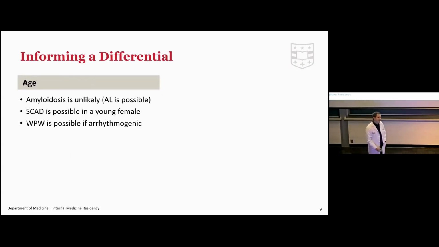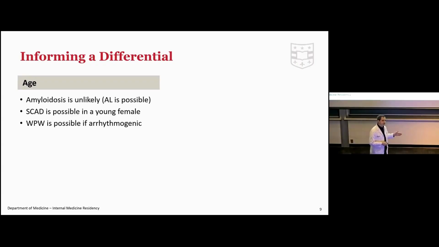So when I start to form my differential, I certainly use age as a main driver, because there's a huge difference in what I'm thinking about in an 18-year-old versus a 60-year-old versus an 80-year-old. And here we have a 26-year-old, so I know that I can put amyloid much lower in my differential. AL is still possible, but unlikely.